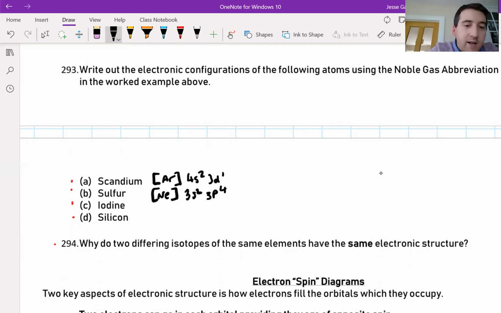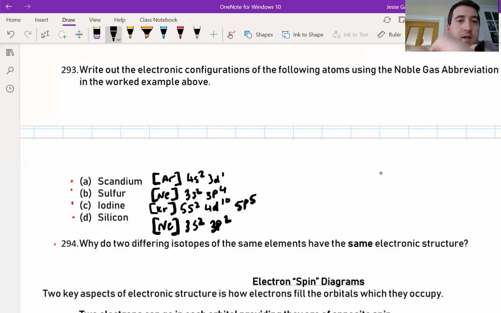Next one is iodine, and the noble gas is krypton, Kr, and then it's 5s2, 4d10, and then 5p5. Now that was a really challenging one, and that's harder than anything you're going to get on the Leaving Cert. So again, if you got the other three right and not that one, don't worry too much about it. Silicon, neon is the noble gas before it, and then it's 3s2, 3p2. All right, so well done. If you got them all right, then you are killing this.